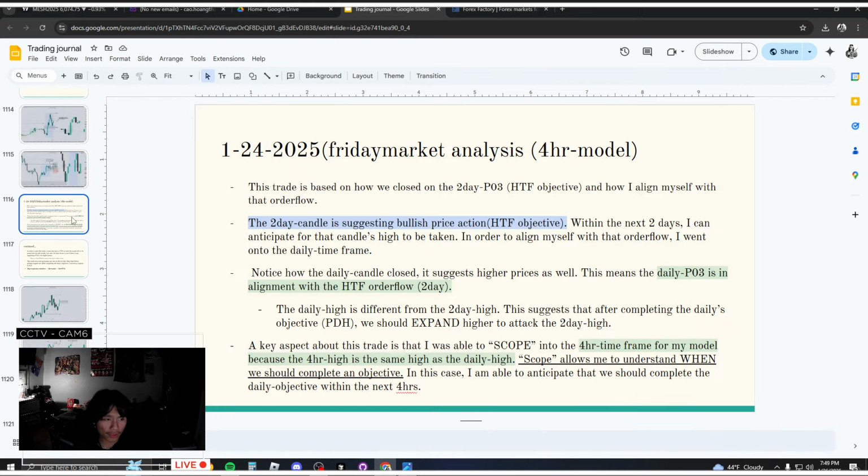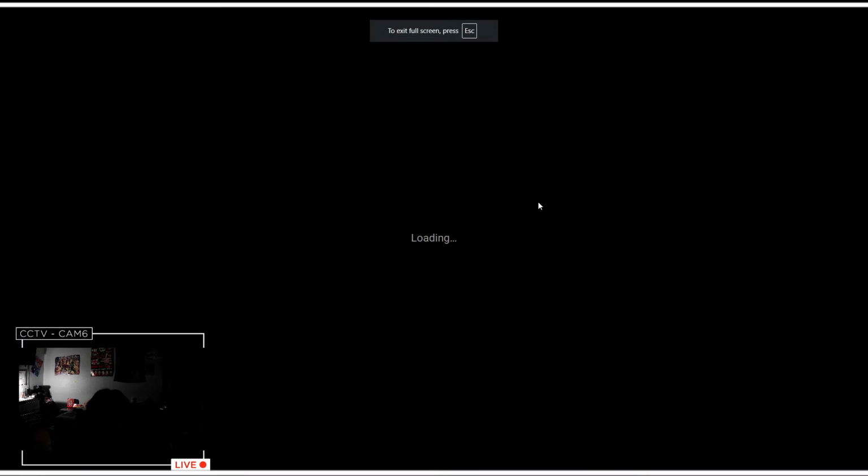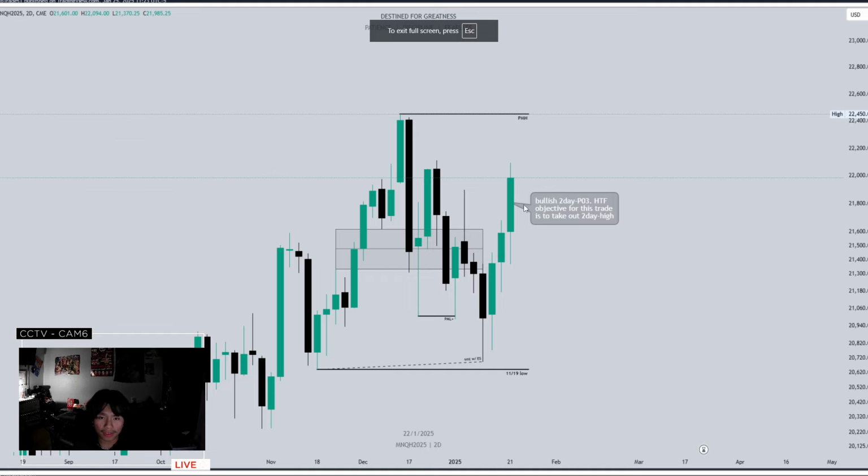So the first trade here on Friday was actually based on the 2-day time frame, right? So this 2-day candle right here, notice how I can anticipate for that 2-day high to be taken, right? So with the next 2-day candle, I can anticipate for us to create an open low high close with the target being the 2-day high as the low-hanging fruit. That's the bare minimum I can target, right? For at least this 2-day time frame. So my higher time frame order flow for this specific trade is the 2-day candle or the 2-day order flow, which is suggesting higher prices.